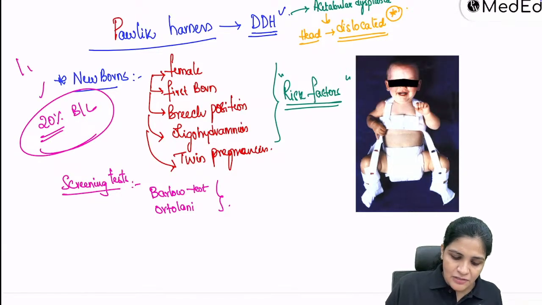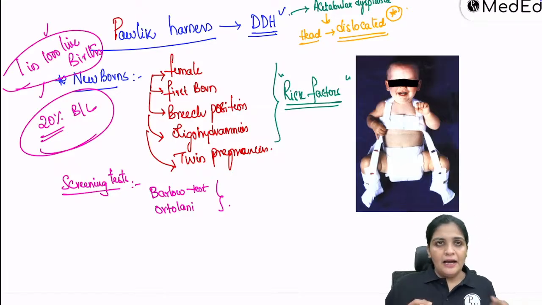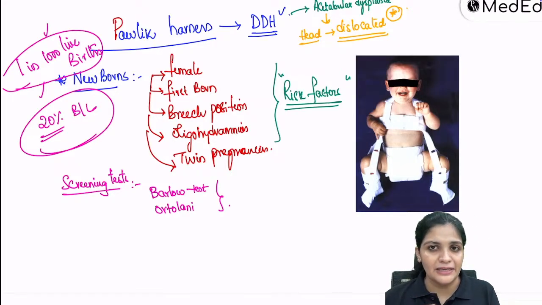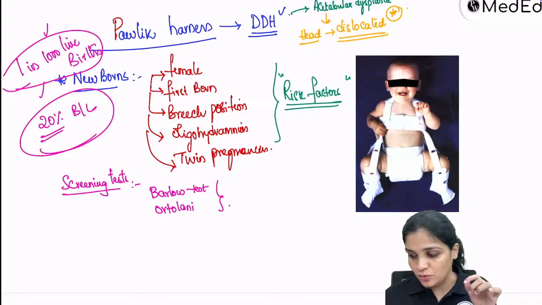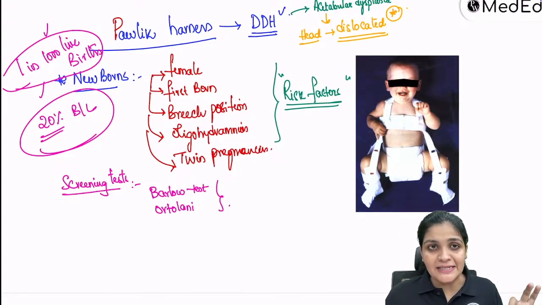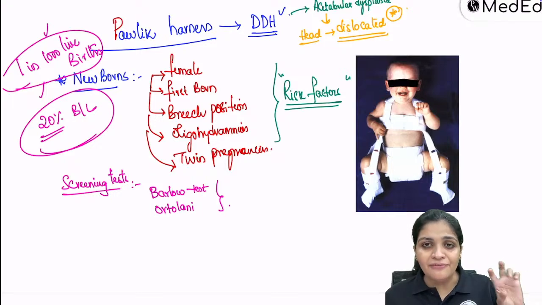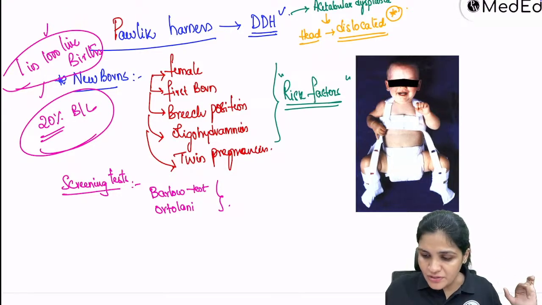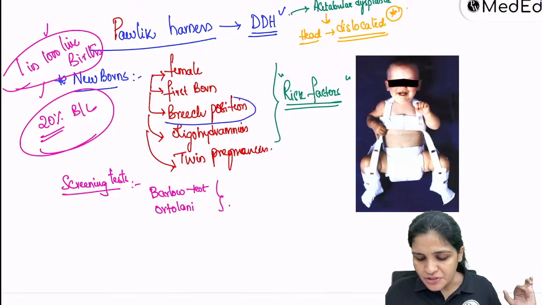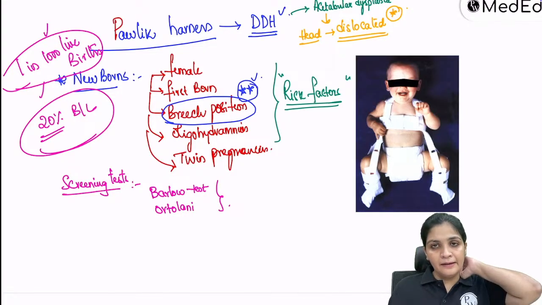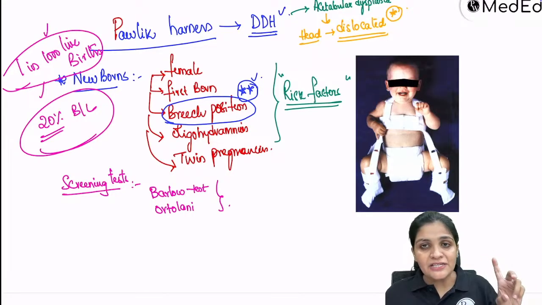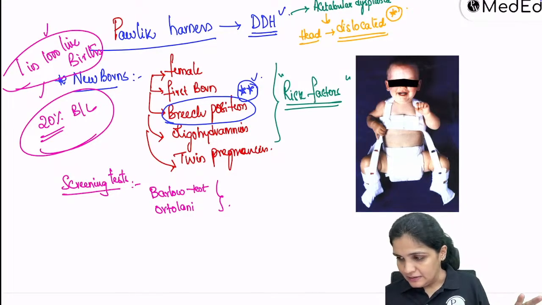And what is the incidence? 1 in 1,000 live births. I've told you INI-CET has a little in-depth questionnaire, so you have to remember all these things also. So 1 in 1,000 live births is the incidence, and 20% present with bilateral. And what are the risk factors? Female, firstborn, breech position. In this, if you want to select one important thing, the breech position is supposed to be one of the most important risk factors, right? Clear? And what are the two screening tests? One is Barlow's and the second one is Ortolani, right?